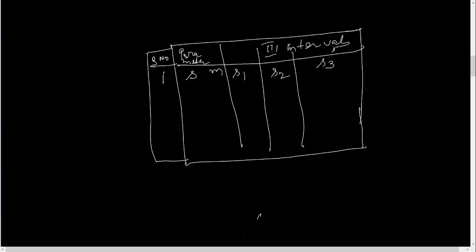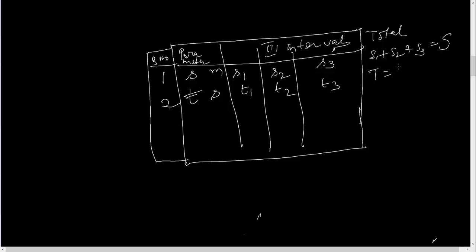And here you can have the total. The total of distance will be equal to S1 plus S2 plus S3. And here your parameter is S. Then T, time, in seconds. That is T1, T2, T3. Total will be capital T, equal to T1 plus T2 plus T3.